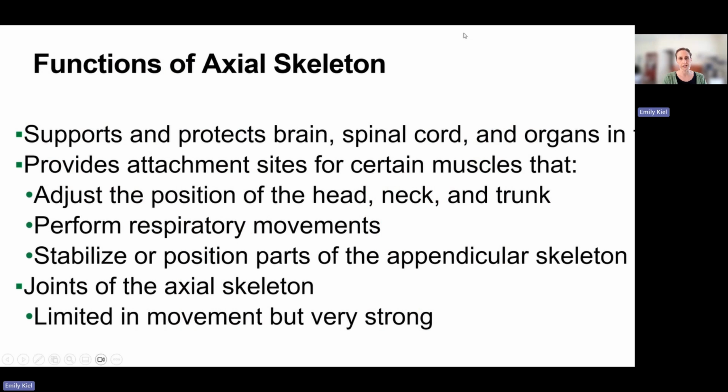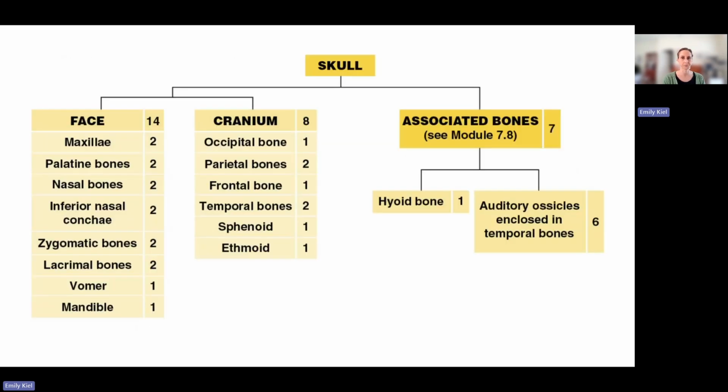So the axial skeleton's functions are to support and protect the brain, spinal cord, and organs in the body. It's going to provide an attachment site for certain muscles, specifically those that adjust the position of the head, neck, and trunk, or perform respiratory movements, or stabilize parts of the appendicular skeleton. And there are some joints there. They're not the joints that we think of with lots of movement, but they are very strong. And remember, a joint is really just where two bones come together.